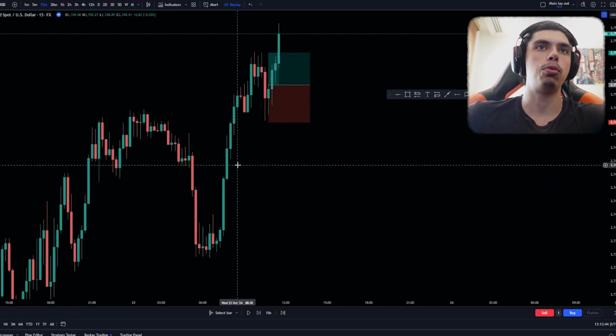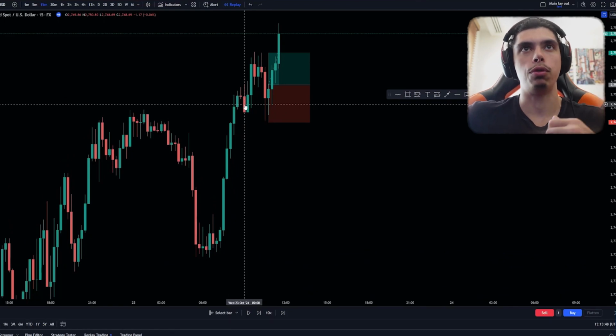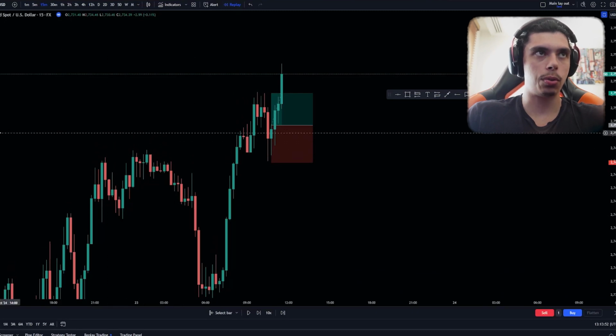We've had a very impulsive move. Typically, you don't want to be buying highs after we have an impulsive move. You need structure and pullbacks. So this exactly did that. It created structure. How do we know it's structure?